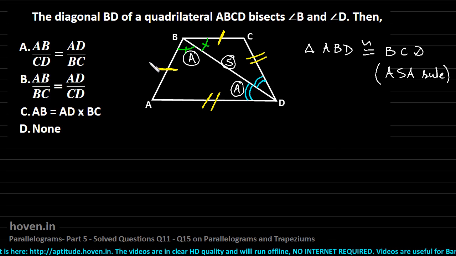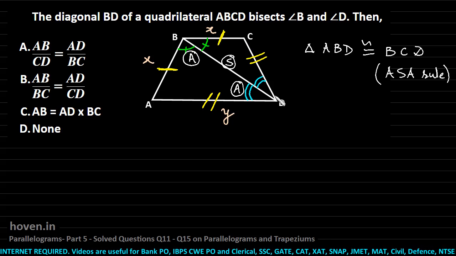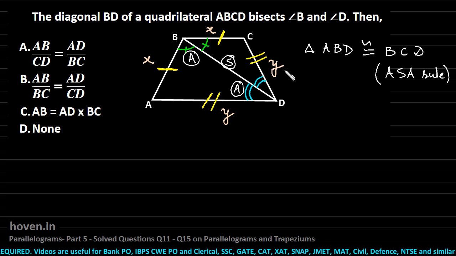For our ease, we can mark this AB length as X. If this is X, then this length is also X. And we'll similarly mark this length as Y. So this length will also be Y. Now let us attack our options one by one.